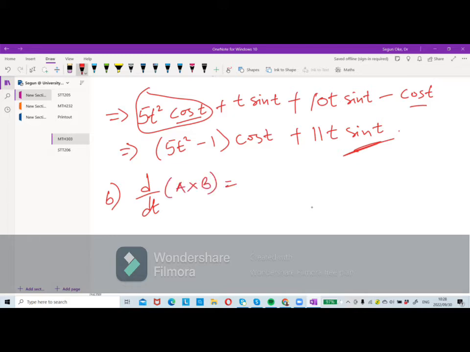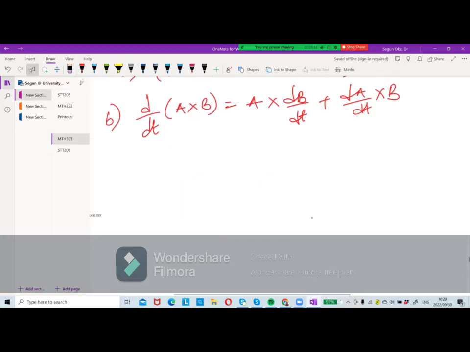A cross B is equal to A cross dB/dt plus dA/dt cross B. You know that when you are solving a cross product problem, you need to put it in this shape, in matrix form. So if you look at the A, we are looking at A now.